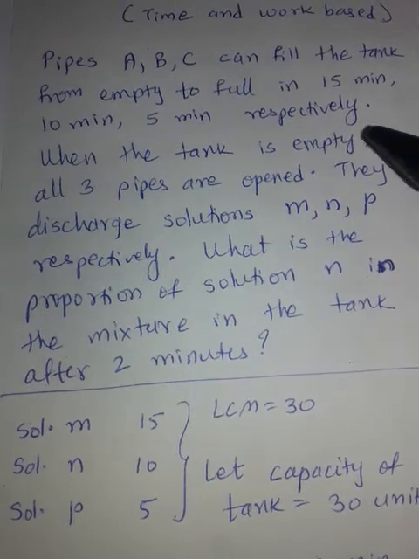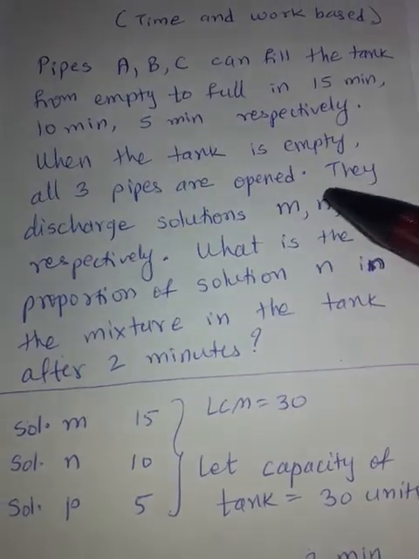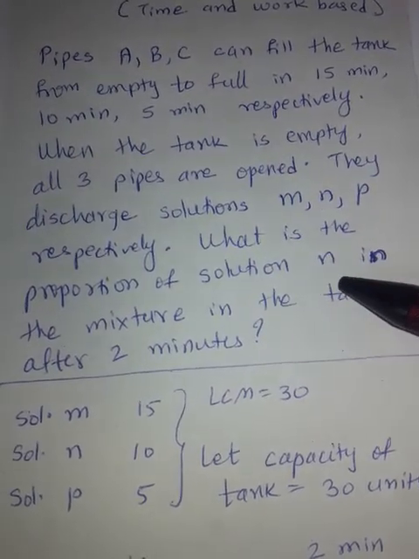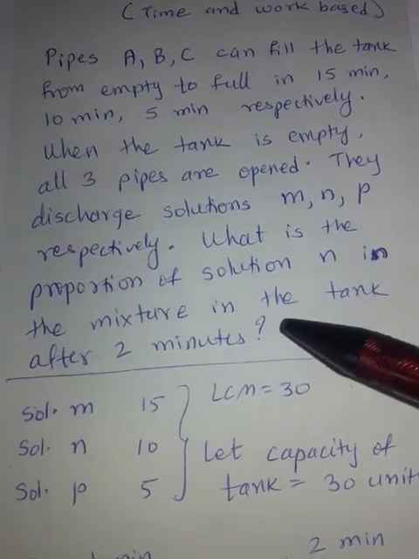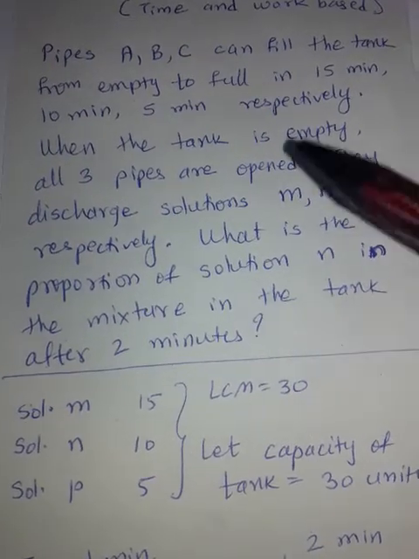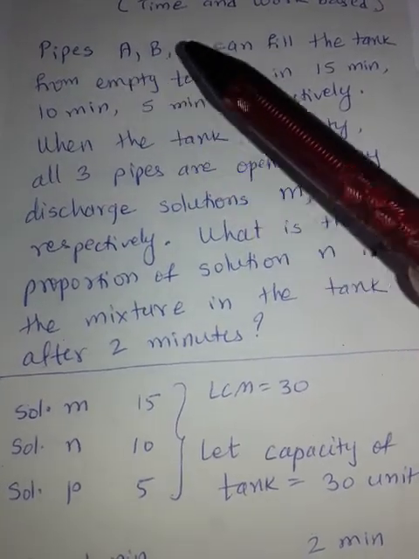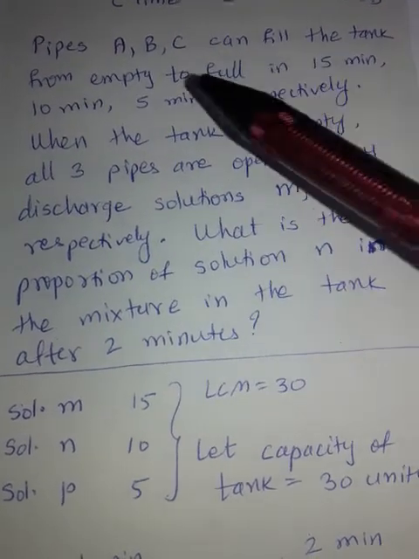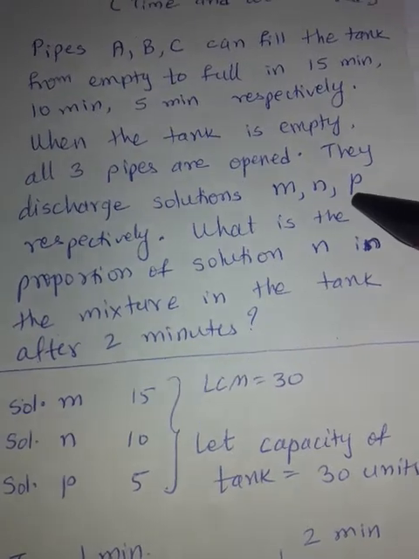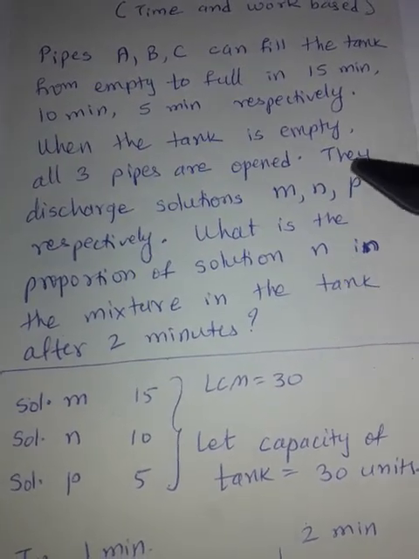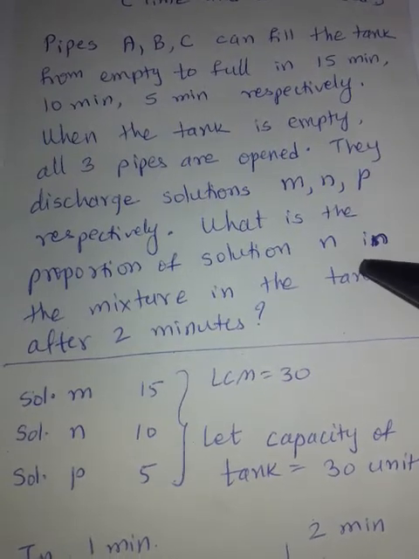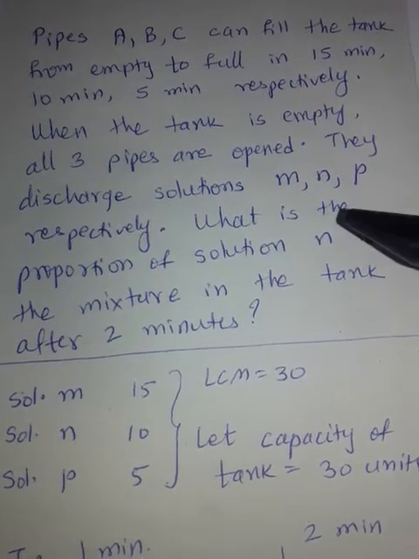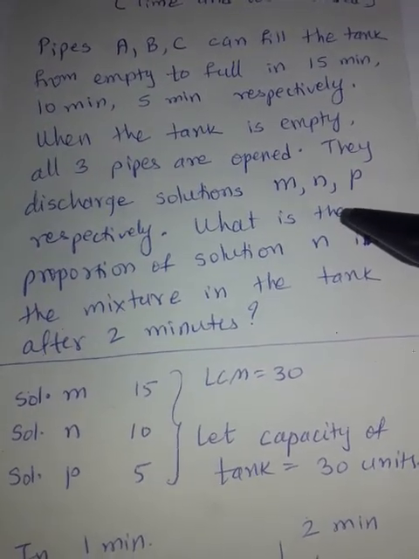When the tank is empty, all three pipes are opened. They discharge solutions M, N and P respectively. What is the proportion of solution N in the mixture in the tank after 2 minutes? So instead of considering pipes A, B, C, now we are going to consider solutions M, N and P. These pipes are discharging these solutions. So after 2 minutes, what will be the proportion of N in this total mixture? That is the question. The procedure is going to be ditto the same as we have already solved earlier in pipes and tanks questions and many time and work questions also.